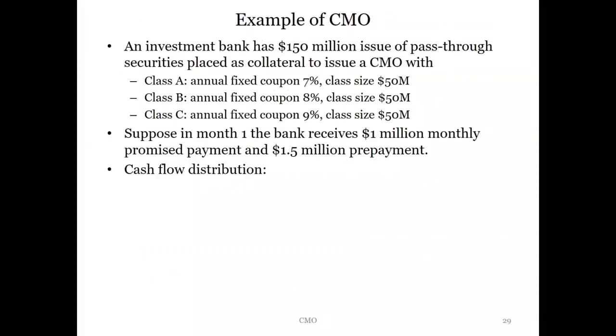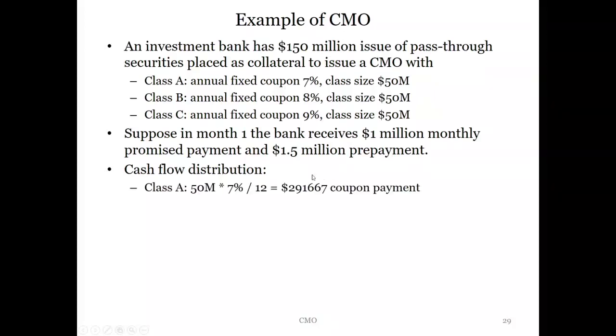So here is an example of how we distribute cash flows across different tranches. Here we have 150 million worth of asset pool, created 3 classes. Each has an equal amount, and you see class A 7%, class B 8, and class C is riskier. And in month 1, we received 1 million monthly payment and 1.5 million prepayment. How do we distribute these cash flows?